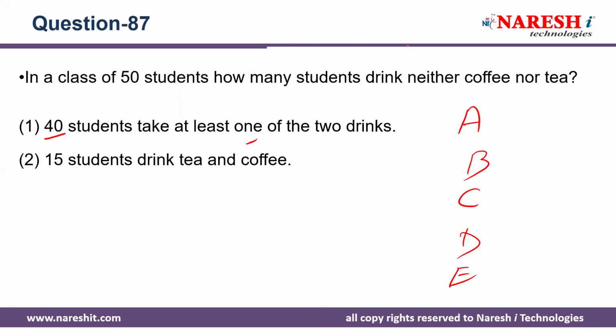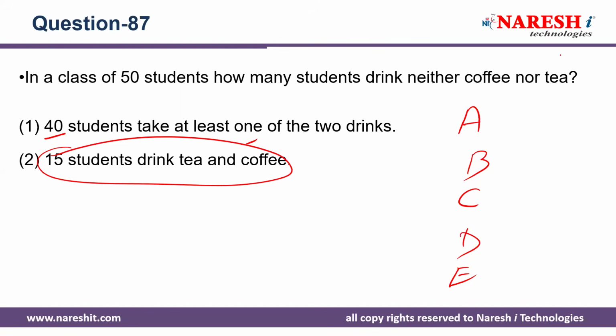First one, 40 people drink at least one of the two. B means only using the second one. If we use only 15, 15 people drink both, but they're asking how many people drink neither. Drink should not drink both.